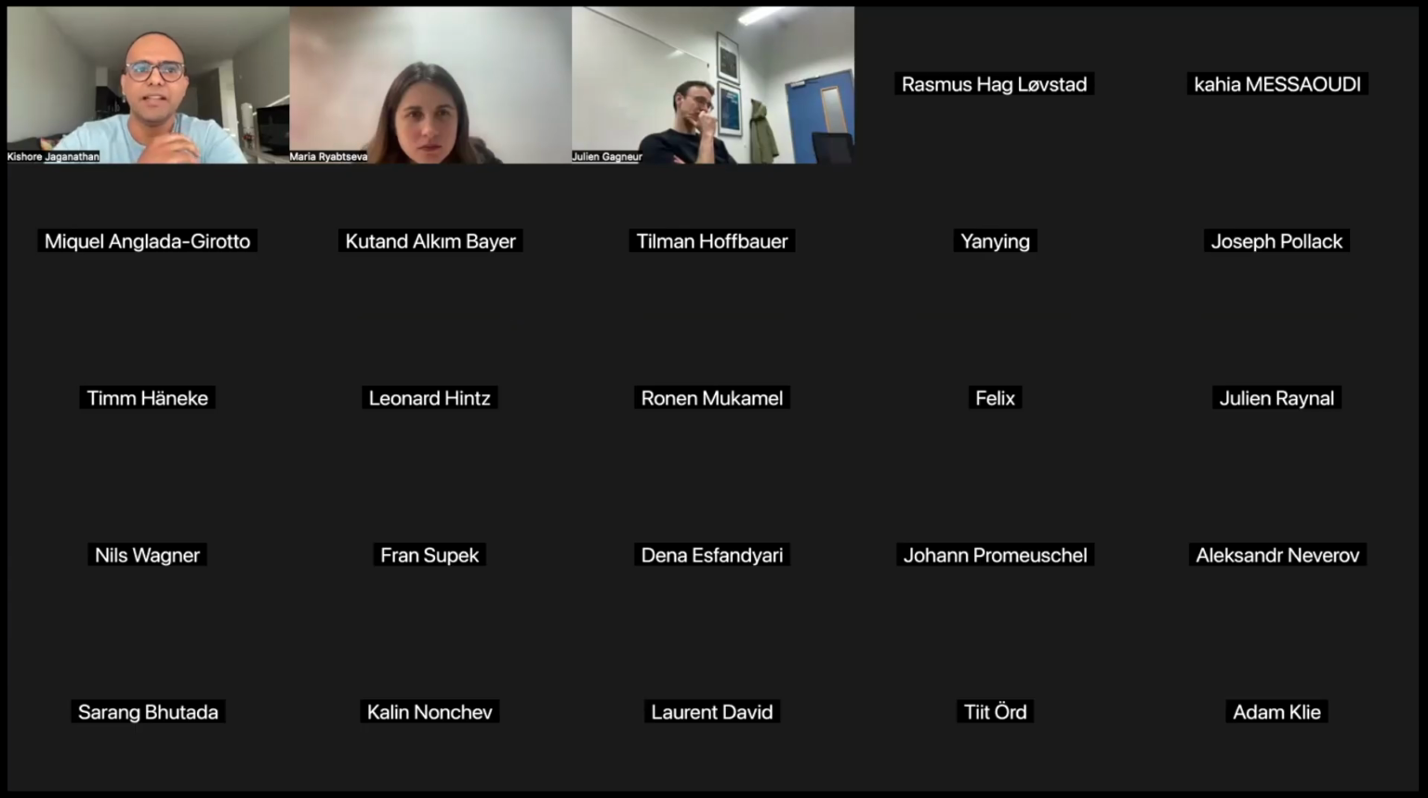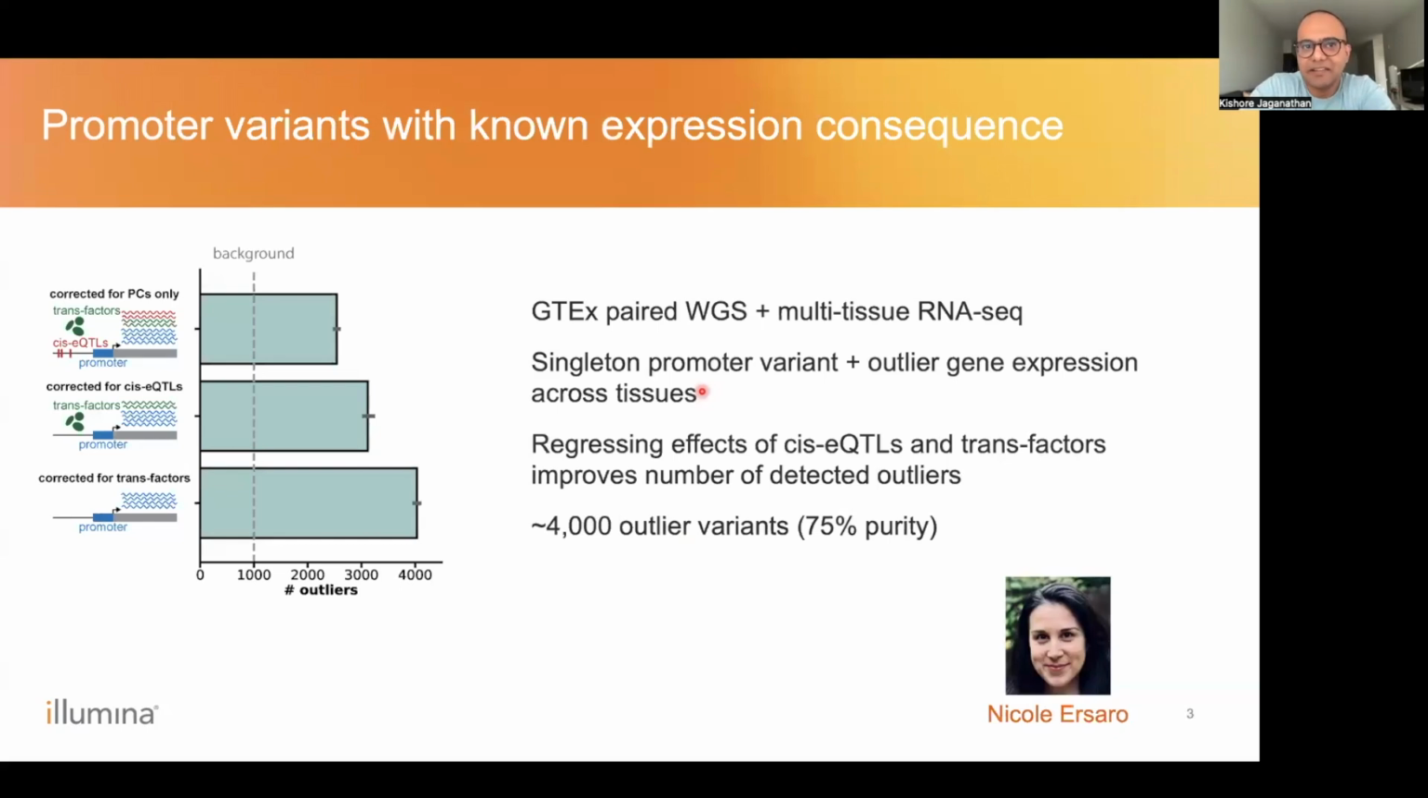And to create this curated list of promoter variants with known expression consequence, we make use of GTEx data, which has both whole genome sequencing and multi-tissue RNA sequencing. This part of the project was handled by Nicole, who had done similar work for the GTEx project. She re-implemented the pipeline that they used, where you do a whole bunch of corrections for batch effects like expression PCs, genotype PCs, peer factors, and all of those.